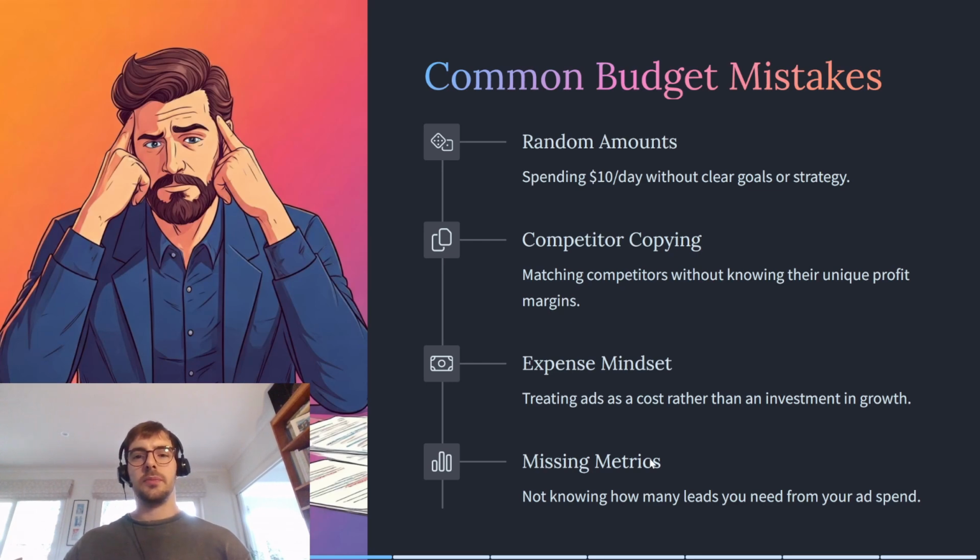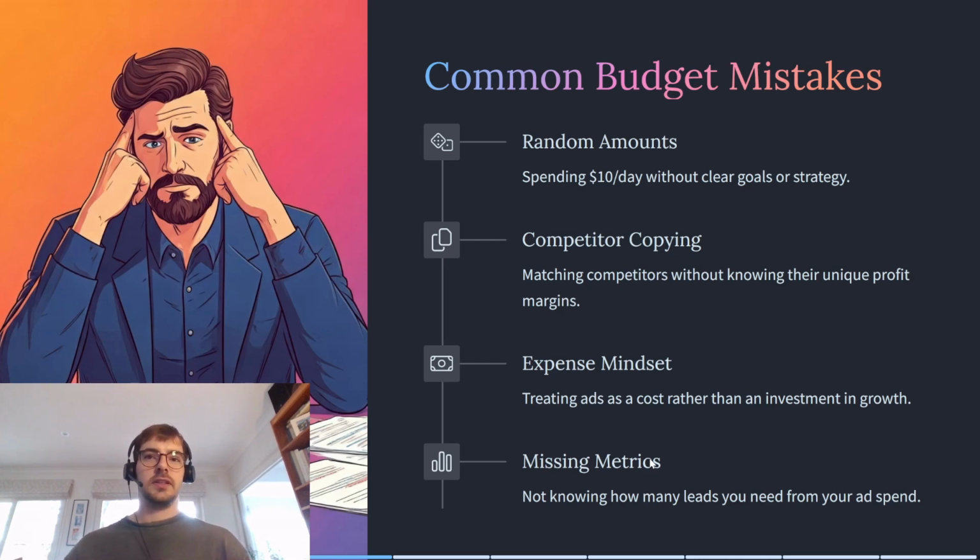The other thing is copying your competitors. You don't know their unique profit margin. And if you don't know their profit margin, you don't know the profit they're making and what their advertising costs can be. You might be spending twice as much as they are, or you might be spending half as much. You might not be spending enough to compete compared to your competitors because they've got bigger profit margins.